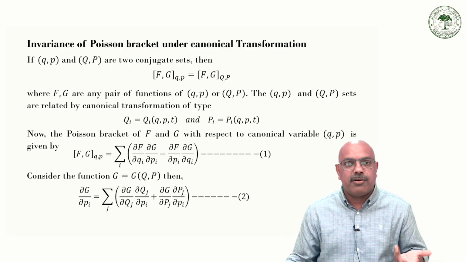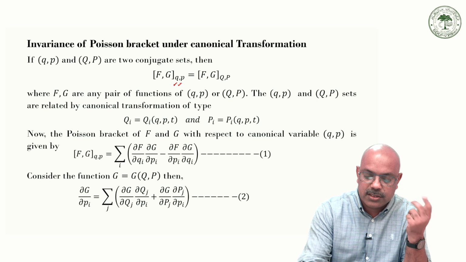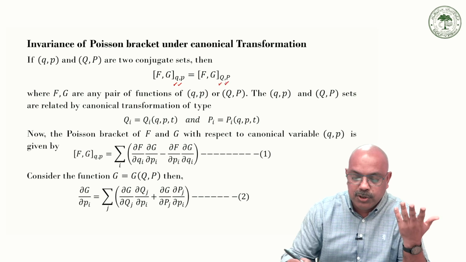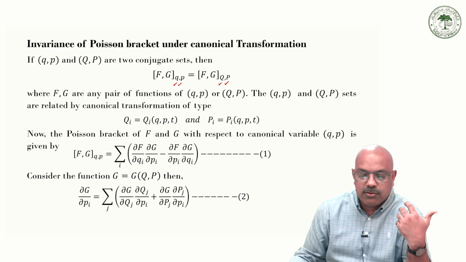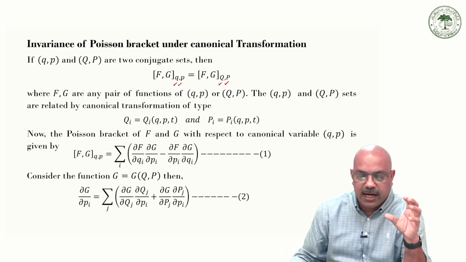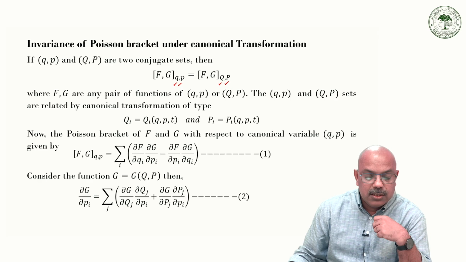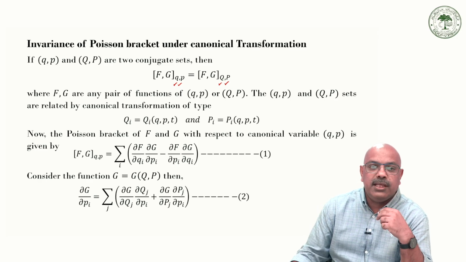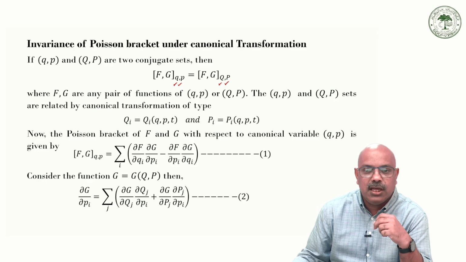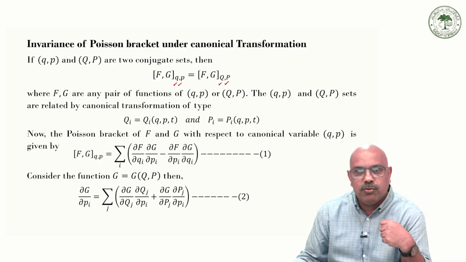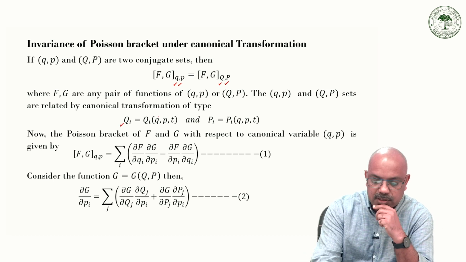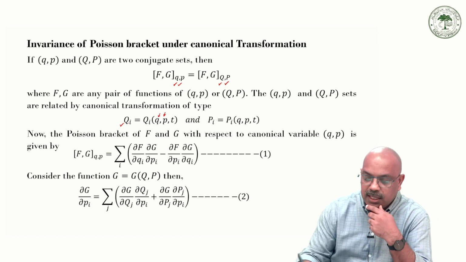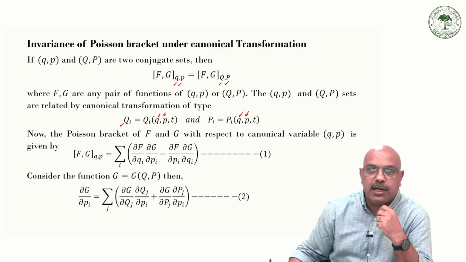So if under canonical transformation from old coordinates small q, p to new coordinates capital Q, P, the Poisson bracket of the two functions f and g is going to be invariant. Invariance means that it is going to have the same form. So let's start with a pair of functions f and g which depend upon either q, p or Q, P. So we have the first transformation from the old coordinates to my new coordinate Q, and then from old coordinates to my new coordinate P.